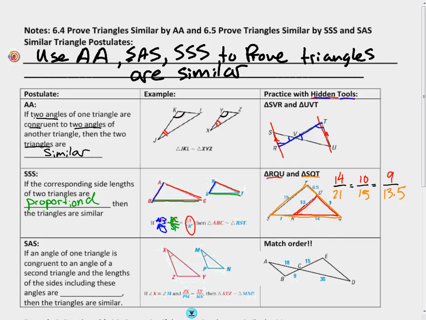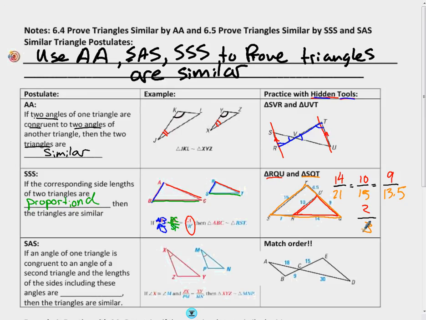If I reduce 14 over 21, what's a common factor that they both share? I could take out a 7, right? And that gives me 2 over 3. When I take out a 5 here, I'm left with 2 over 3. And when I put this in my calculator, I get 0.66666, which is 2 over 3. So all the 3 scale factors are 2 over 3. Since the scale factors are the same, the sides are proportional. Since the sides are proportional, I know that the triangles are similar.